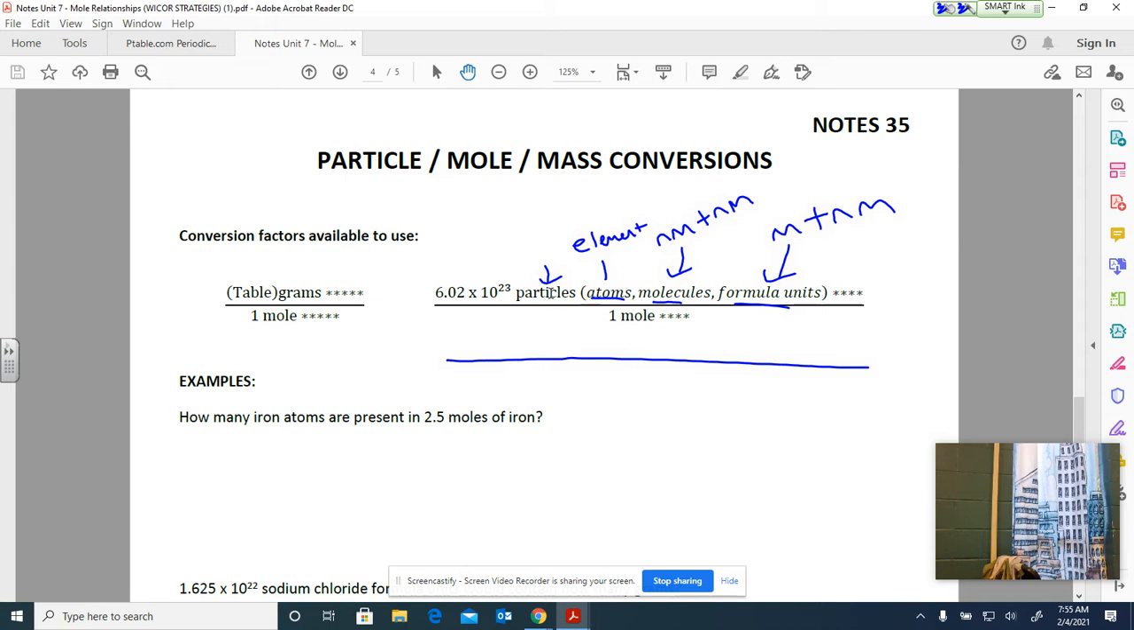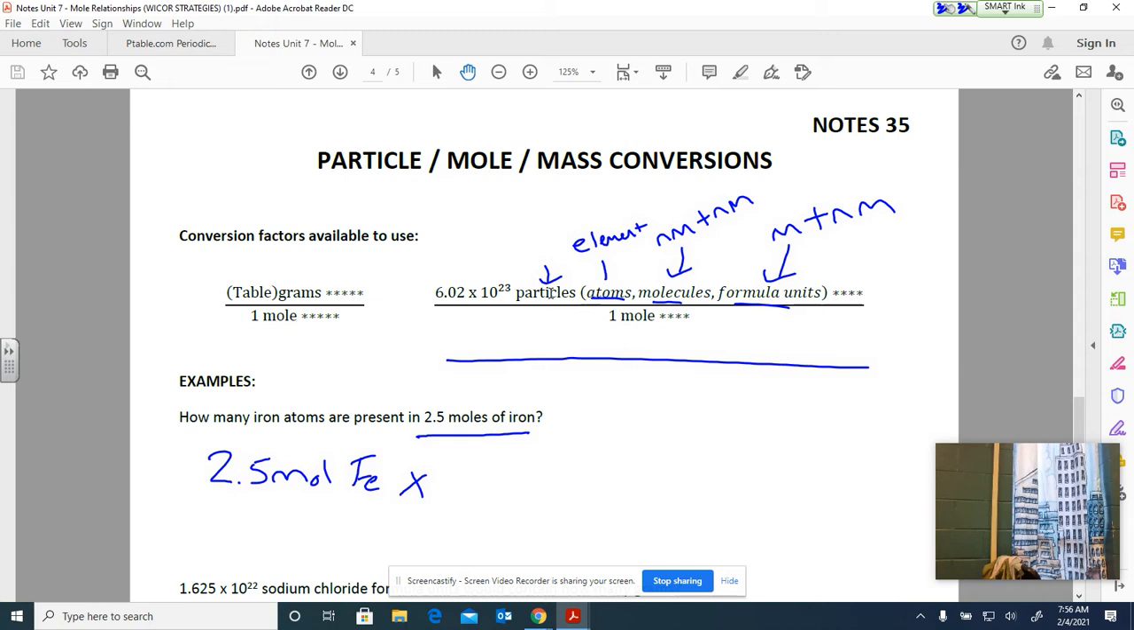So how many iron atoms are present in 2.5 moles? All of this unit is just the problems that I showed you yesterday, just setting them up. So no matter what kind of problem we are doing, always start with what is given. You honestly don't even have to think about anything else except for starting with what is given. So I have 2.5 moles of iron, and to save myself some words, I'm just going to put Fe, which is the symbol.